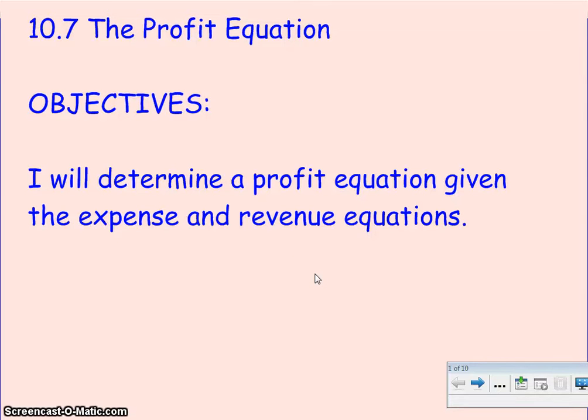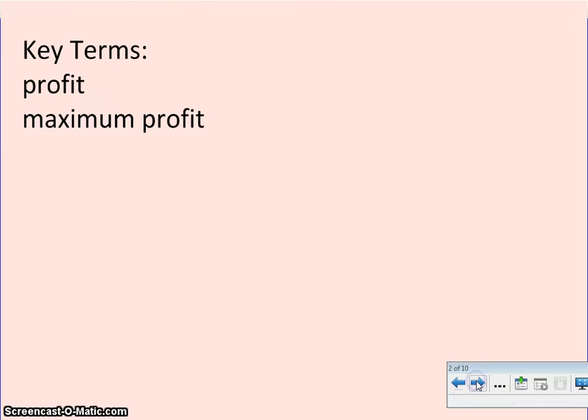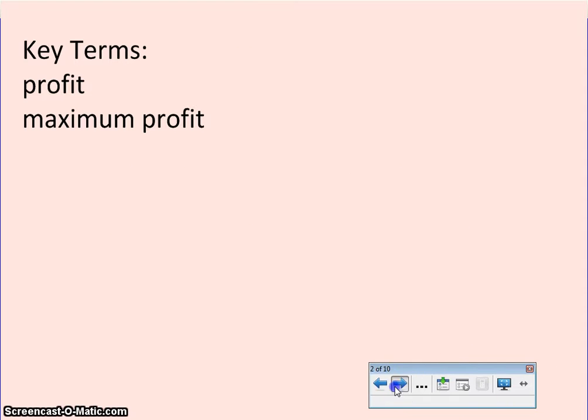All right, here we are in Chapter 7 of Unit 10. We're almost there. We've got this one and one other to go, and then we are done with the class. Objectives for today: I will determine a profit equation given the expense and revenue equations. Here's my vocabulary. Make sure that you're familiar with that before moving on with the video.